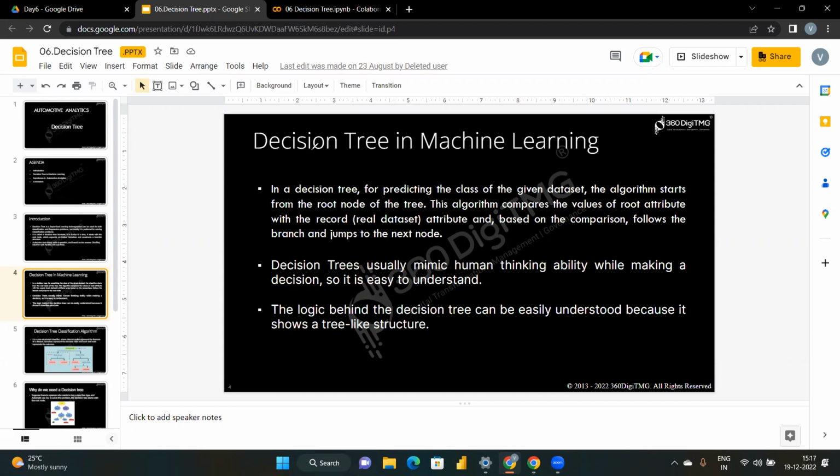So decision tree is a supervised learning method, we know that, right? It can be used for both classification and regression, but it is most probably used for classification. So what is a decision tree in machine learning? A decision tree is a type of supervised learning method used to categorize or make predictions based on how a previous set of questions were answered.